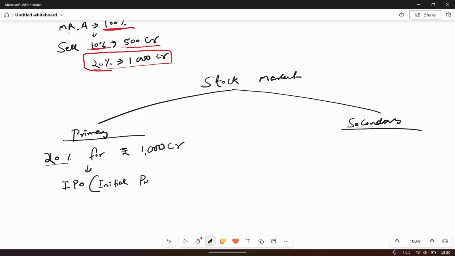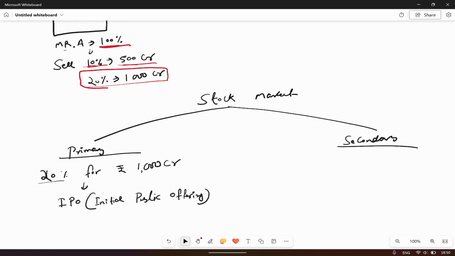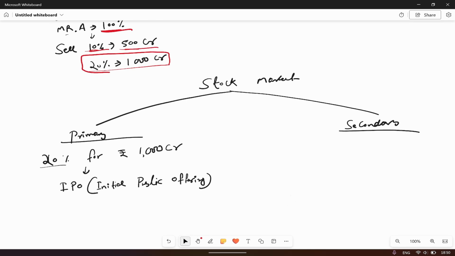Initial public offering. This entire process is called initial public offering, and this is done for the very first time when a company that's been owned 100% privately is trying to go public, right? And once the company is already public, like Reliance Industries, now their share is being bought and sold by anyone. I can just go to the stock market and buy the share of Reliance, right? So there's another part of the stock market which is known as the secondary market.